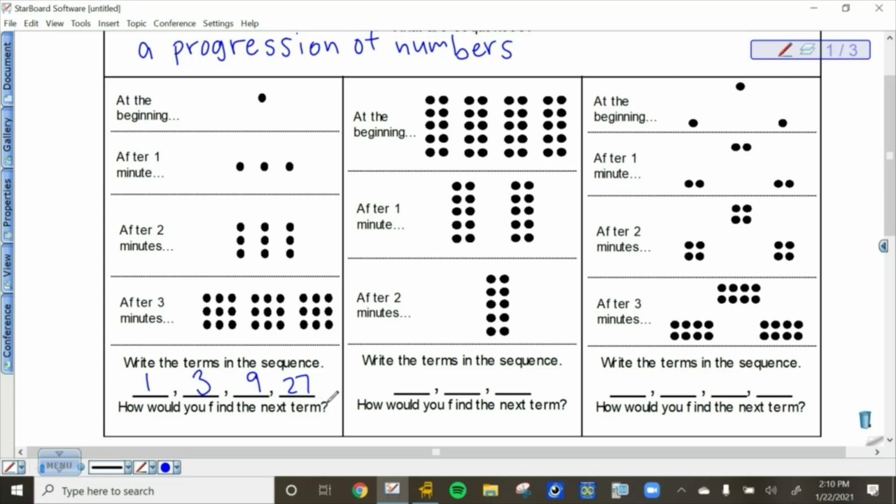How do you think we'd find the next term? What's the pattern here that we're using? How do we get from 1 to 3? What did we do? Multiplied by 3. How do you get from 3 to 9? Multiplied by 3 again, right? So what do you think we're going to do to find the next term? Yeah, we multiply the last term by 3.